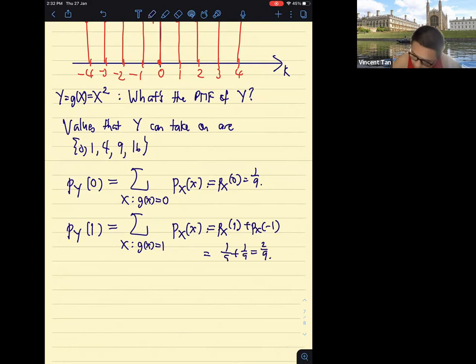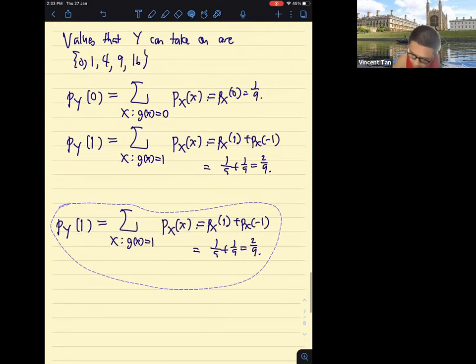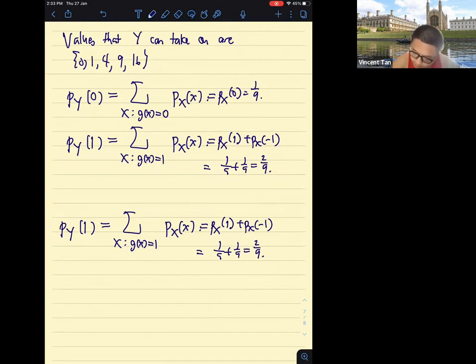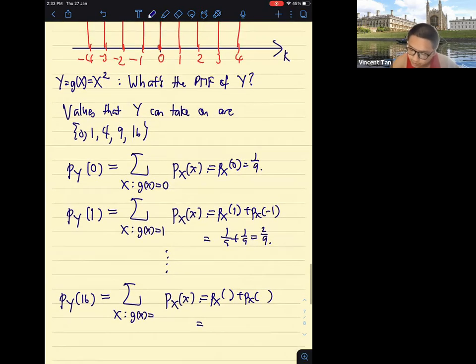Okay, so similarly, we have the same situation all the way until 4. Here we have dot, dot, dot, and this is, say, let me just be very lazy and erase all this, okay? P Y of 16, okay? You can only take on these values. I'm only going to do 0, 1, and 16.